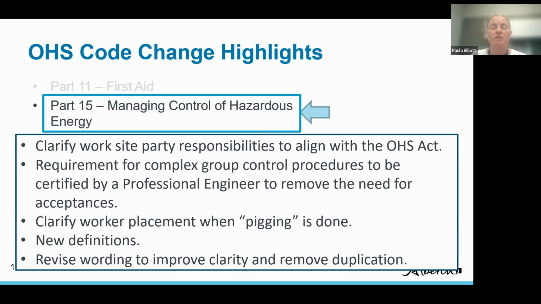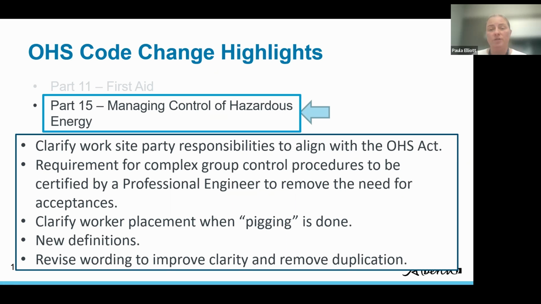Changes to Part 15 around managing control of hazardous energy should actually be quite minimal to stakeholders. So we aligned some worksite party responsibilities with those that are in the Act. We did things like change from a worker designated by the employer to a supervisor or worker for securing energy. And that's because supervisors have obligations in the OHS Act that are defined there.